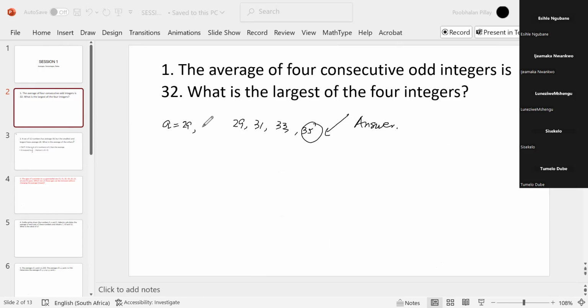Okay, now I'm going to tell you some other things about averages, which are interesting in their own right.